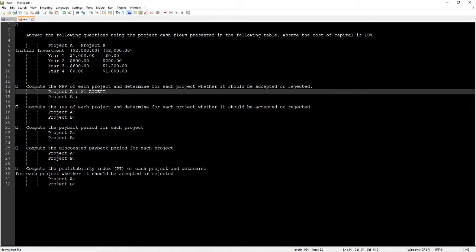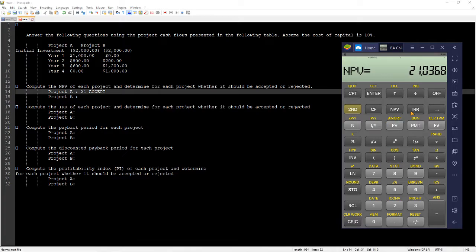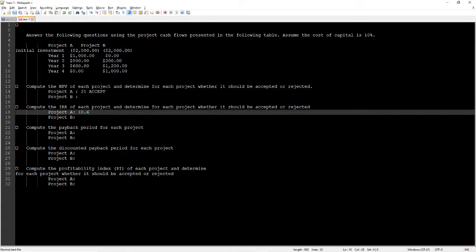Now to do IRR is very simple. Since we have all the cash flows inputted, we just go over to IRR and hit compute, and it's already computed for us because I messed up the last time I tried to record this video. So that's 10.65 for project A, in terms of percent. To decide whether to accept or reject based on IRR, we compare it to the cost of capital. Since IRR is greater than the 10% cost of capital, we will accept the project.